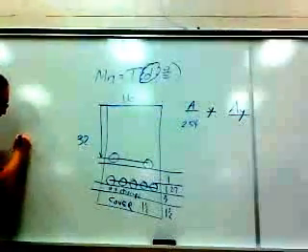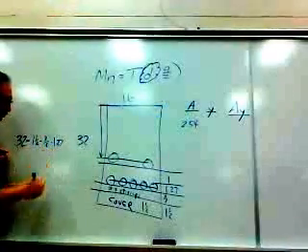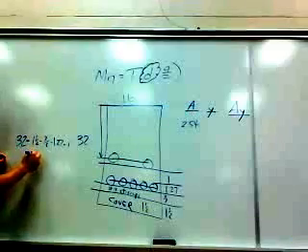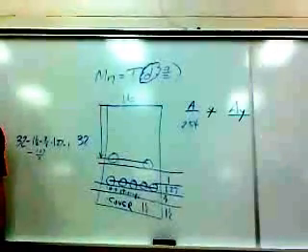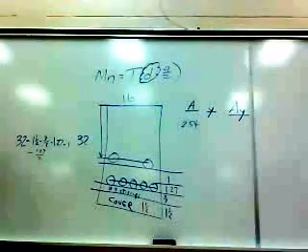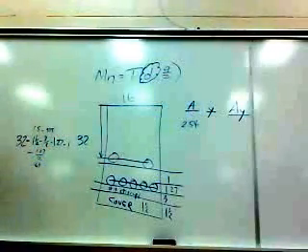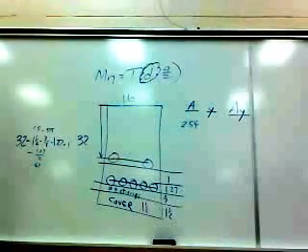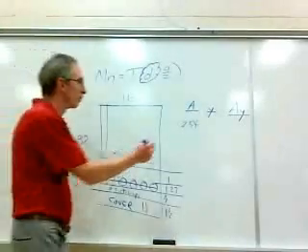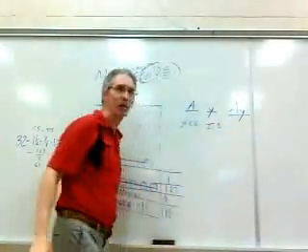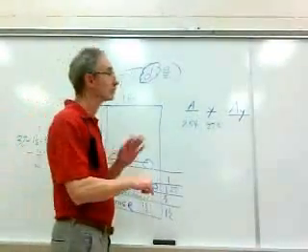Well, let's do this. 32 minus 1.5 minus 3/8 minus 1.27 minus 1 minus 1.27 divided by 2. Somebody want to do that one for me? 32 minus 1.5 minus 0.375 minus 1.27 minus 1 minus 0.63. What was it? 27.2. Area times y gives me Ay. What's that? 69.